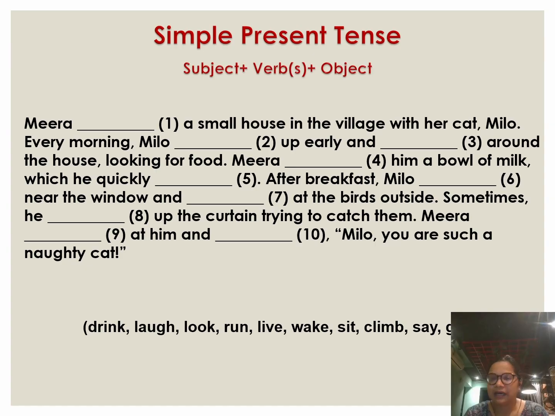Now this is a very interesting activity. You can do it. So simple present tense: subject plus verb plus object. So here what we have to do is fill in the blank. You can see the verbs at the bottom, and in your free time you can do this exercise. You can fill the blank with the proper verb.